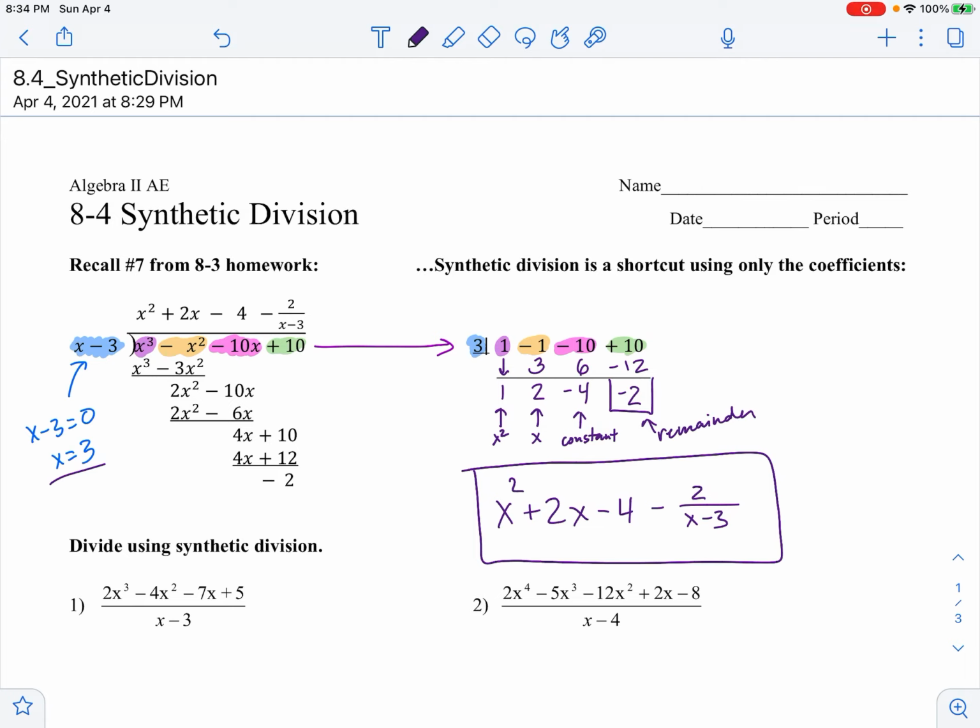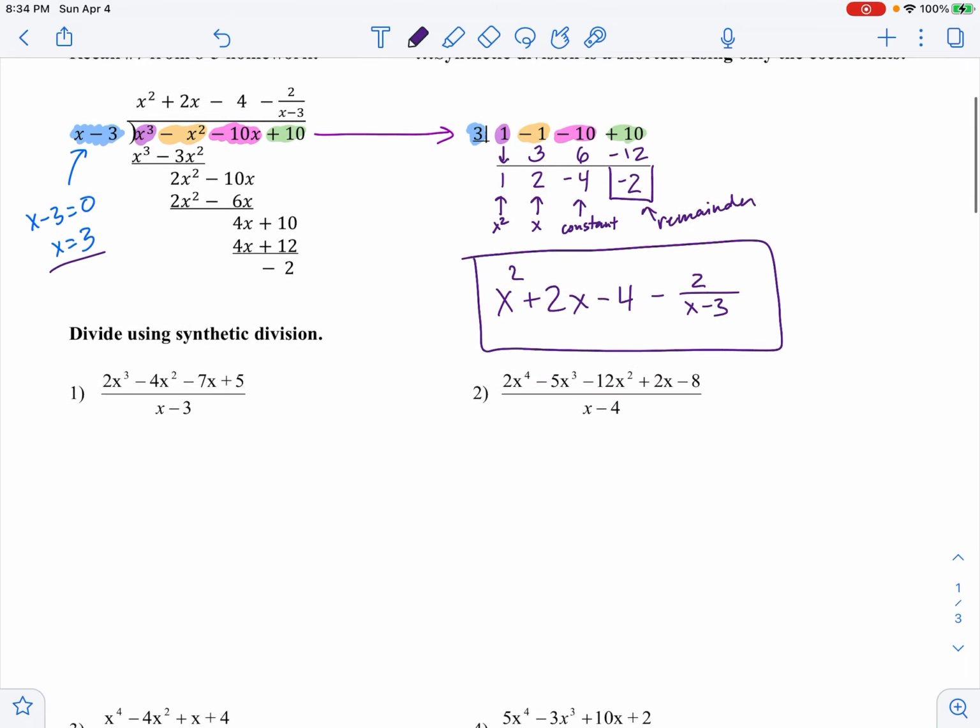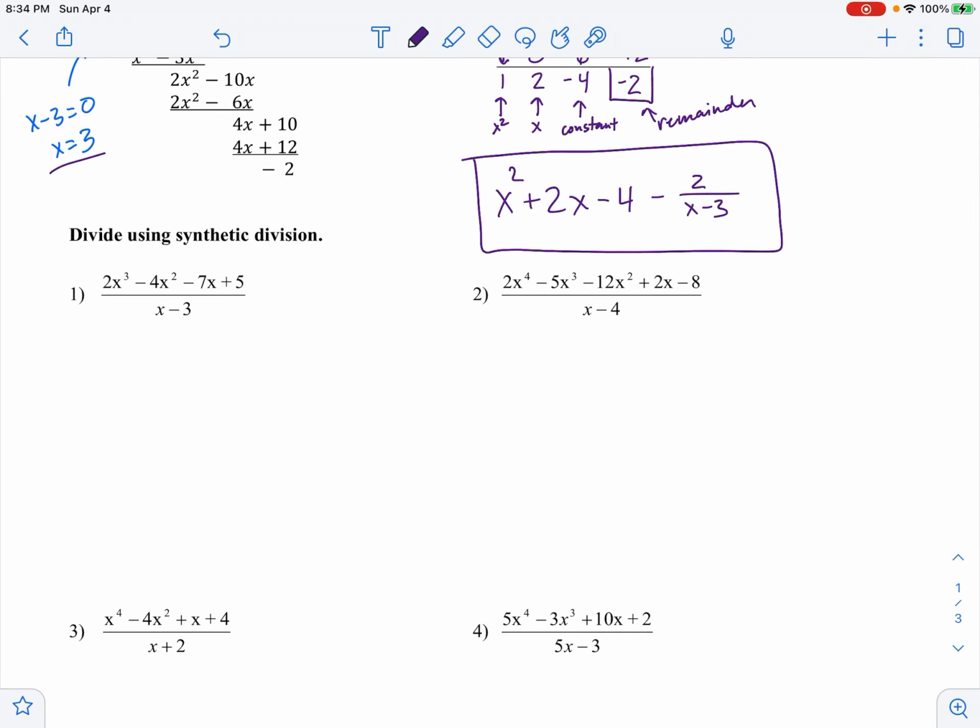And let's see what happens with our synthetic division. All right, so let's try number 2 here. We're going to set up our synthetic division with all of our coefficients. I'm going to write my 2, my -5, -12, 2, and -8. In my box is going to be a +4 here because I am setting that divisor equal to 0. And let's go through our algorithm.